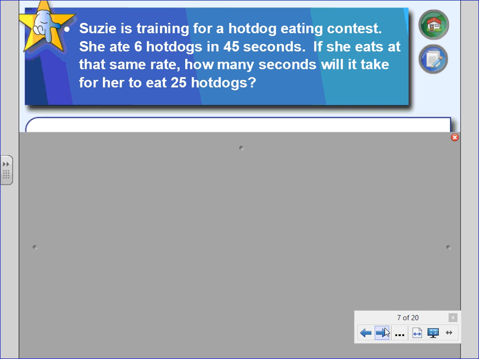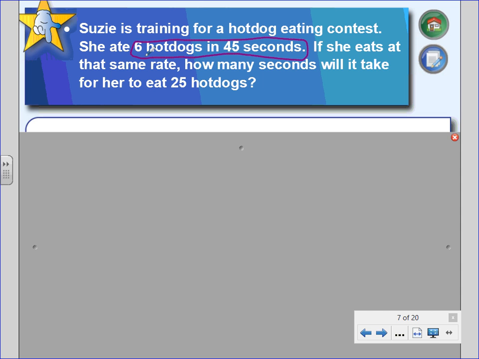Okay, so here's our first word problem. Susie is training for a hot dog eating contest. She ate 6 hot dogs in 45 seconds. If she eats at the same rate, how many seconds will it take for her to eat 25 hot dogs? I want you to notice in this problem that 6 hot dogs and 45 seconds go together. So because they go together, they will actually stack on top of each other in a fraction.